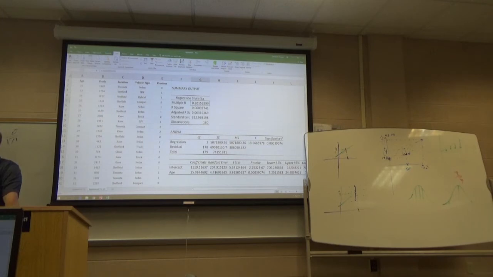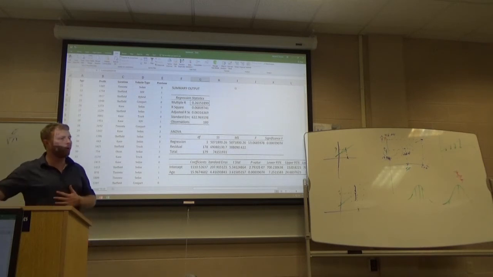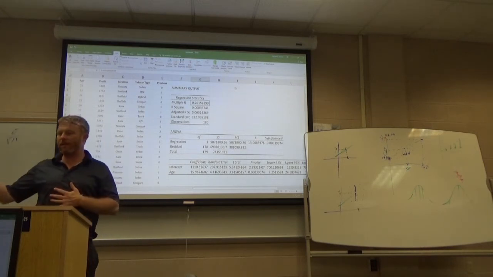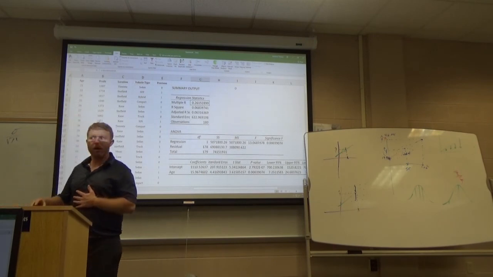What's this multiple R? Okay, that's just our R value. That's just our correlation, isn't it? Remember when we calculated it? It was 0.261. That's all that is. That's our R value. So instead of doing equals CORREL or doing correlation in the data analysis package, now we have another way to do it, don't we? Okay?